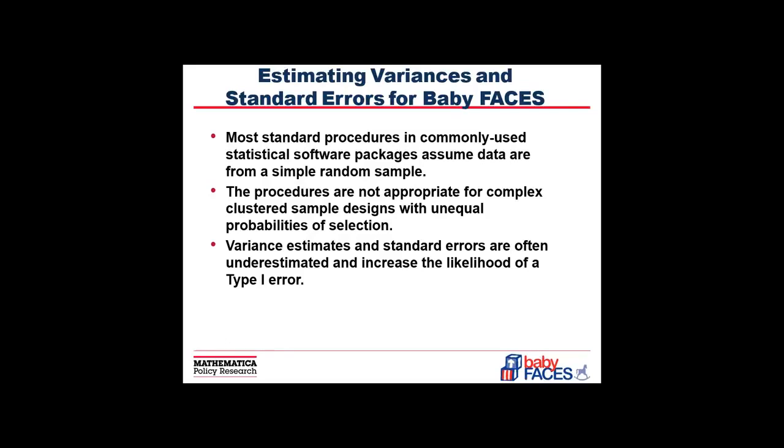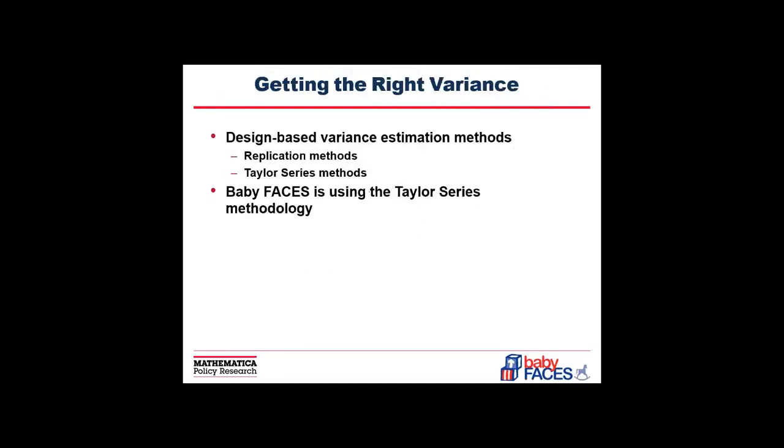When estimates of the standard error are smaller, chances of finding statistically significant results increase. In other words, the T or F value increases. Taylor series and replication weight methods are ways of estimating the correct variance for complex survey design. In Babyfaces, we use the Taylor series method. When there are clusters in the sample design, the Taylor series method estimates variance from the variation among clusters. When the design is stratified, the procedure pools stratum variance estimates to compute the overall variance estimate.